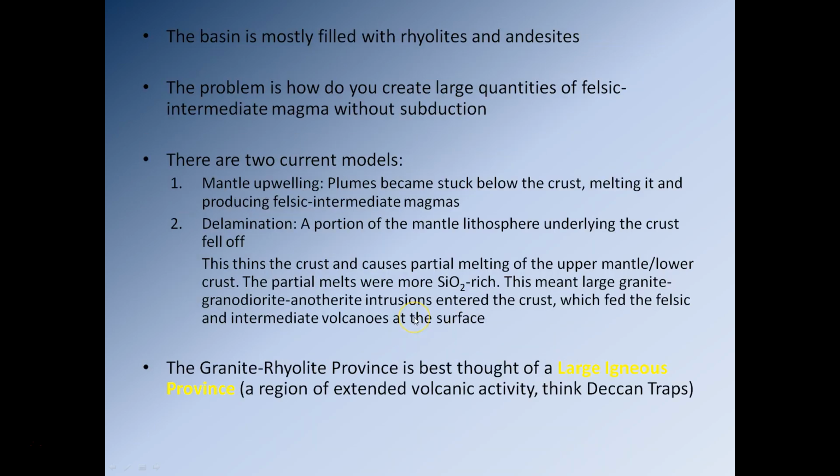So what are our two models to explain how we managed to produce such huge quantities of volcanism? There are two current models. The first one is mantle upwelling. The suggestion is that underneath the Granite-Rhyolite province, a mantle plume comes up, and this mantle plume gets stuck at the base of the crust.